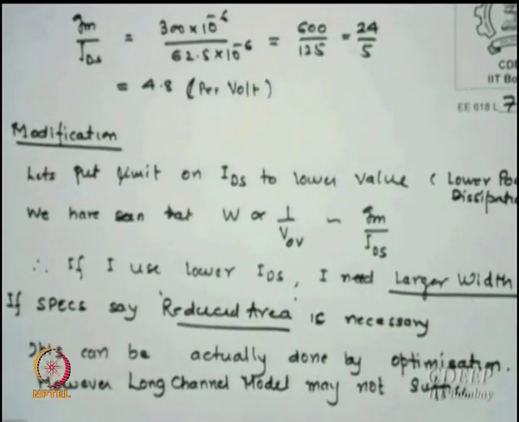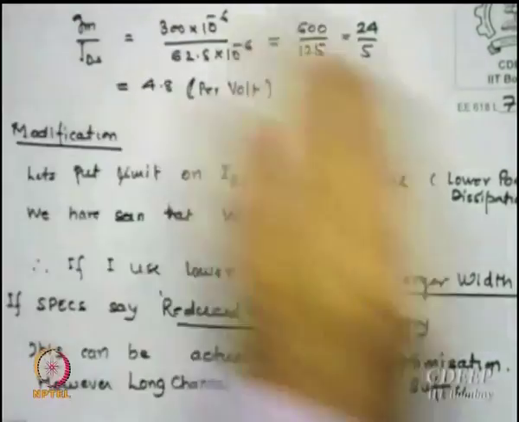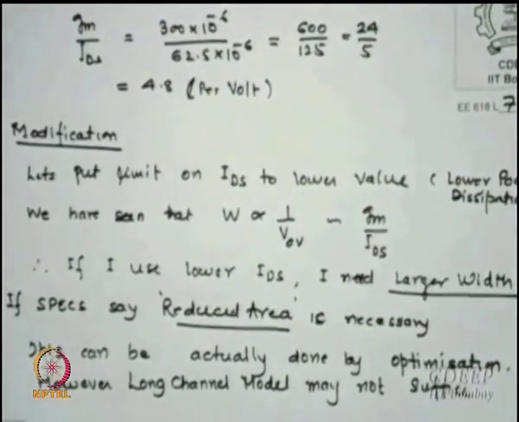Now let us say someone says that I want a low power design for the same amplifier. What does that mean? I want to reduce IDS, is that clear? If someone says I want to design an amplifier for comparatively low power, right now what is the power? It is IDS into VDD, which I have not specified, but that is the power dissipation. So reducing power means I reduce the IDS value itself. Now what will happen? If we see the expression, the width is proportional to 1 upon VOV. I have given enough expressions for W and everything, and W is directly proportional to GM by IDS.